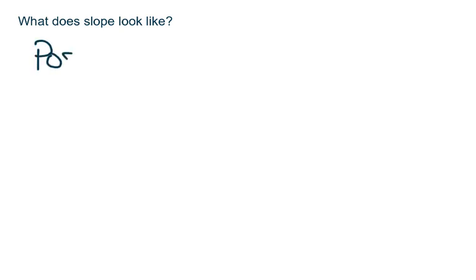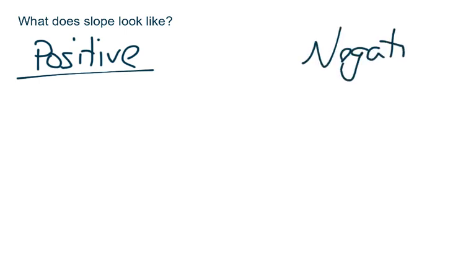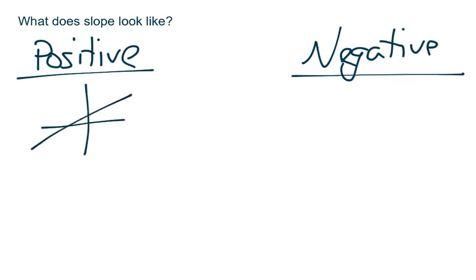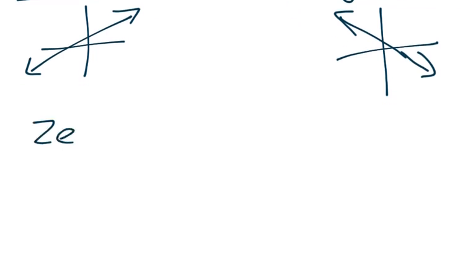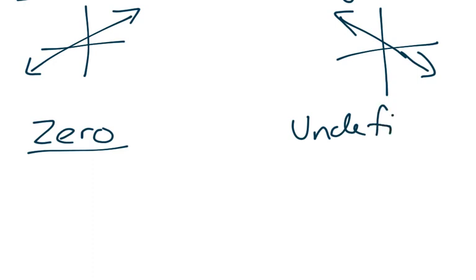So we've had positive slopes, we've had negative slopes, and we've talked about these two. Remember, positive goes up and to the right or down and to the left. Negative slopes goes up and to the left or down and to the right. But now we've also had 0 slope and we've had undefined slope. Well, what do these two look like?